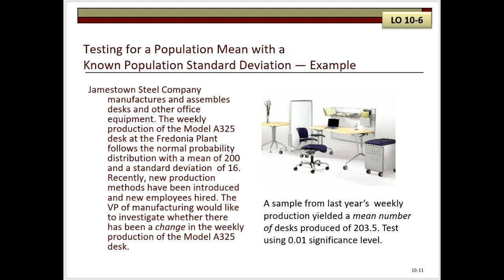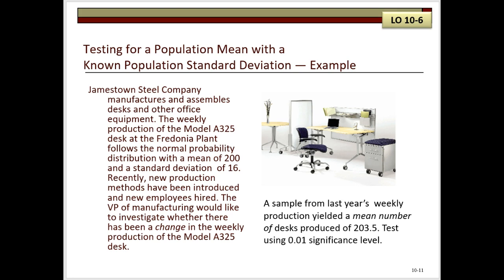Now let's take a look at this example for testing a population mean with a known population standard deviation. Recall that in Chapter 9 we talked about confidence interval estimation for the mean when the population standard deviation is known. In that case, we use the z-distribution. So we're going to use the same concepts in performing the hypothesis test for this problem.